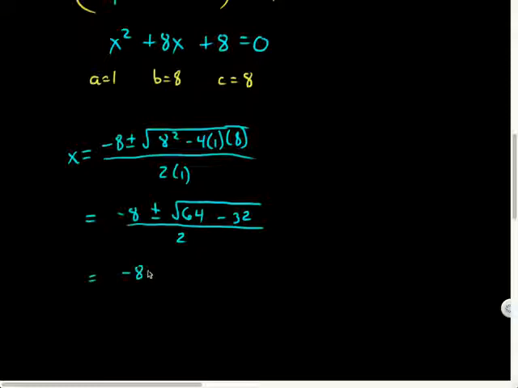Sorry. Negative 8 plus or minus the square root of 32 over 2. So I'm going to get, let's see, I'll continue my work up here.